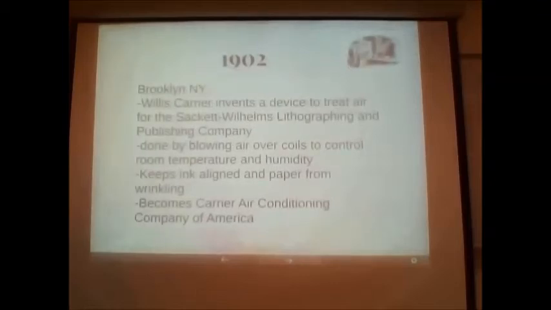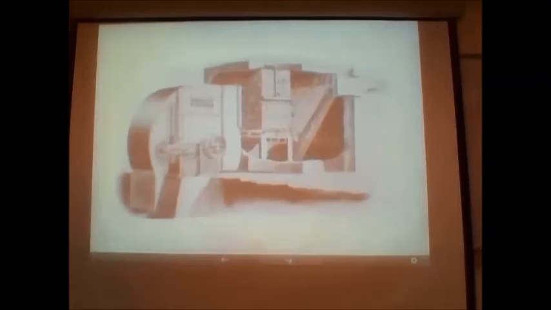In 1902, in Brooklyn, New York, Willis Carrier invented a device to treat air for the Sackett-Wilhelms Lithography and Publishing Company. This was done by blowing air over coils to control room temperature and humidity in order to keep the ink aligned and the paper from wrinkling. This later became the Carrier Air Conditioning Company of America. And this is a picture of the AC unit that they used.